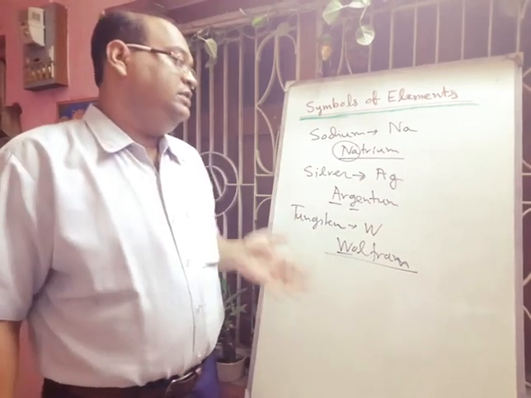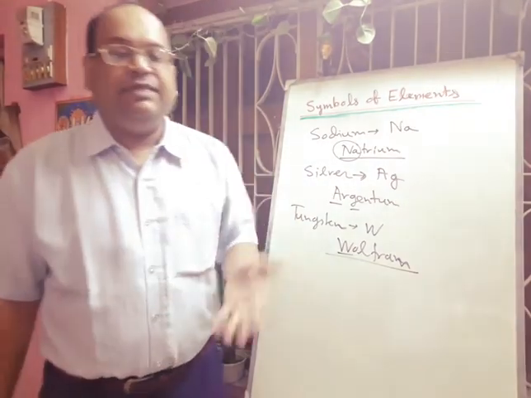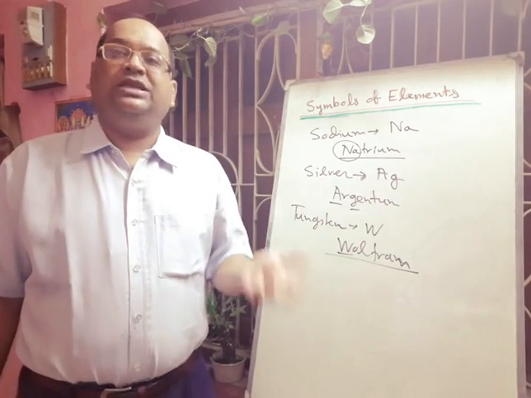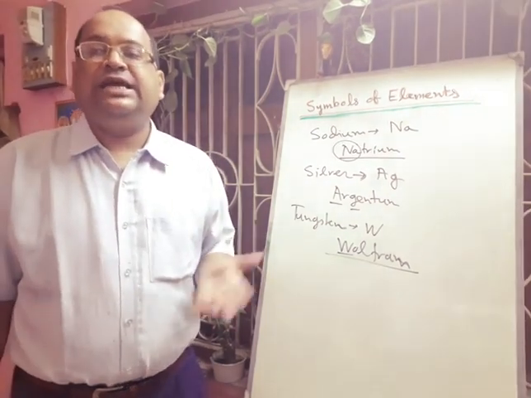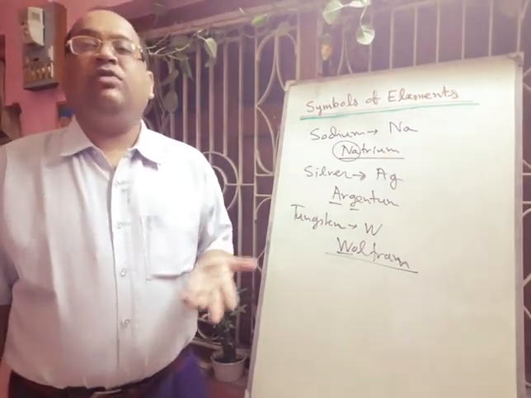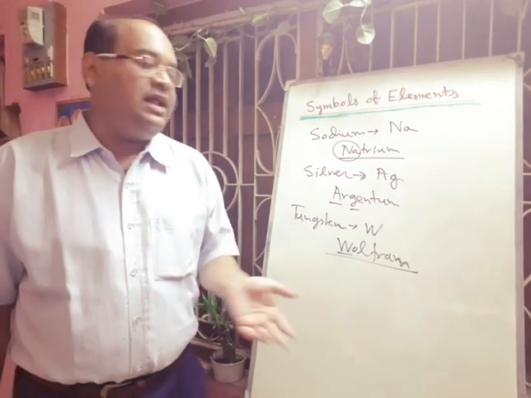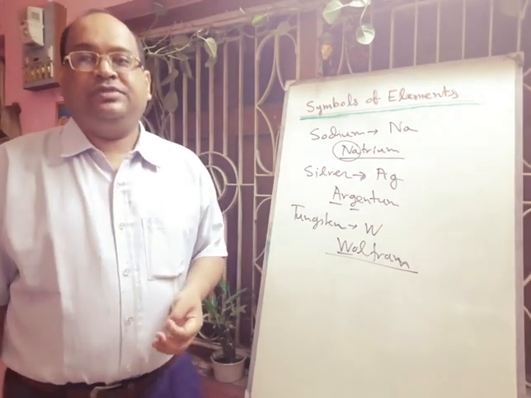Like gold: the Latin name is aurum, and the symbol of gold is Au. Mercury is hydrargyrum, and its symbol is Hg. Iron is ferrum, its symbol is Fe.